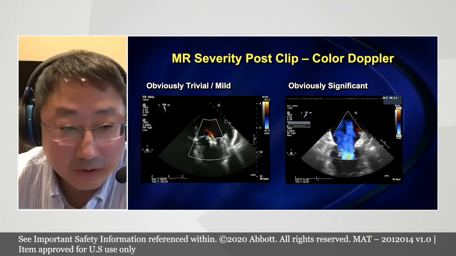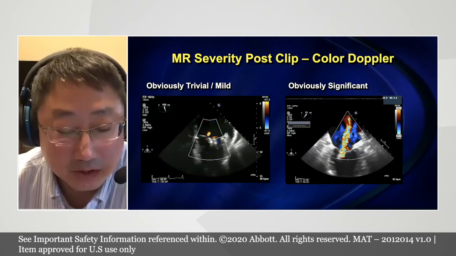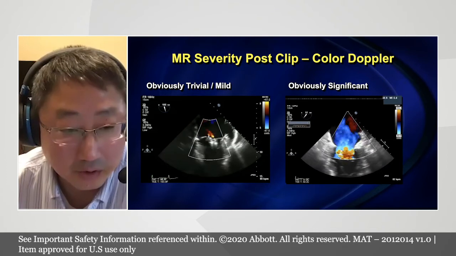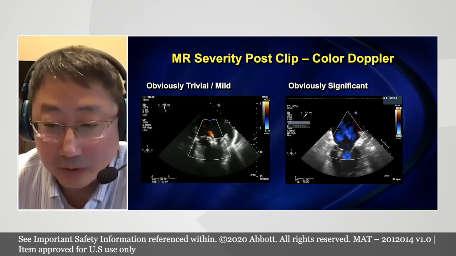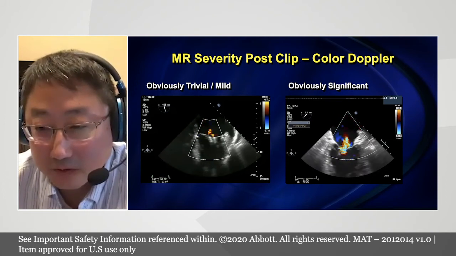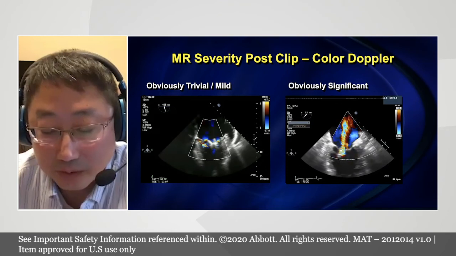Here on the left, we see there's really just trivial residual regurgitation, and we don't need to worry so much about quantitation. Of course, you want to visualize this in multiple views, just making sure you're not cherry picking your view. But on the right, we can see that we obviously have some significant residual regurgitation that will likely require additional treatment.